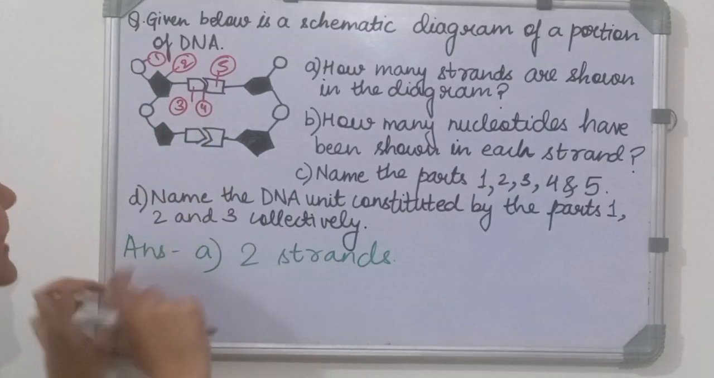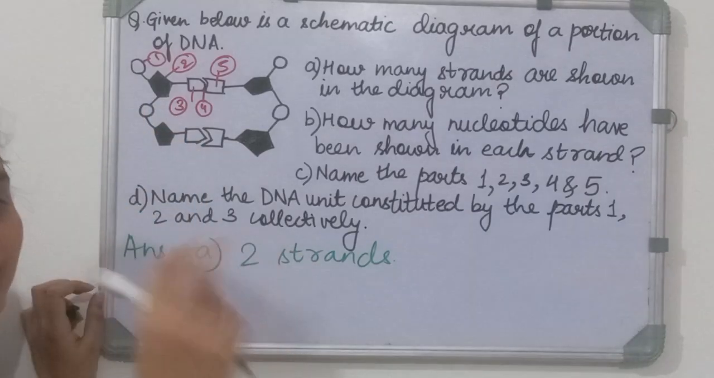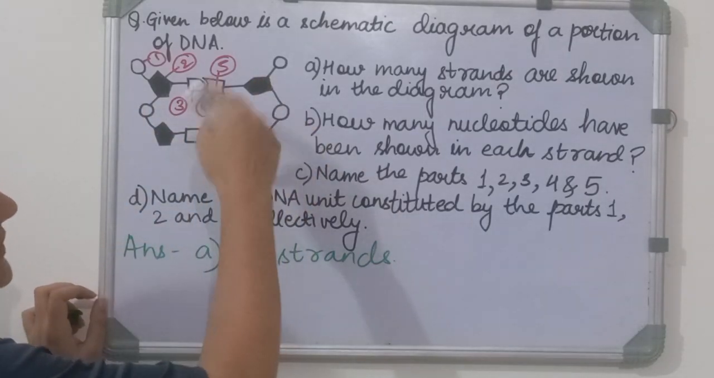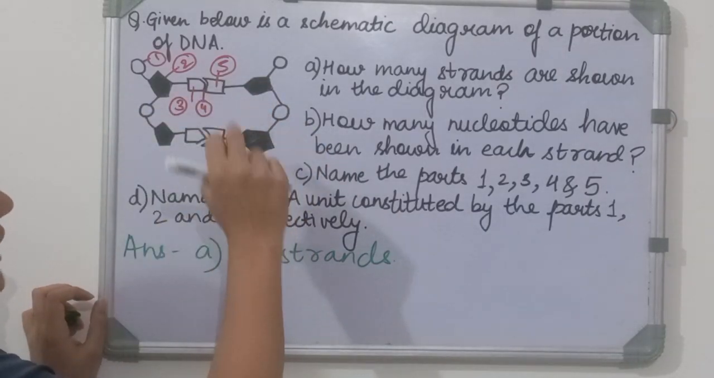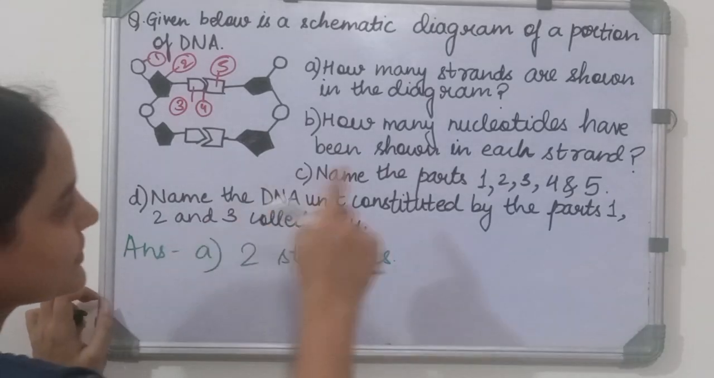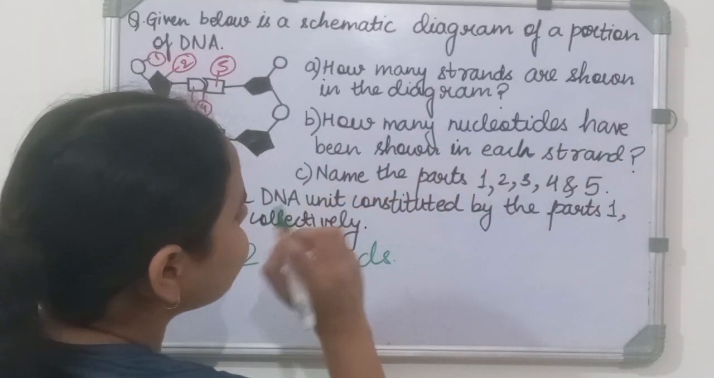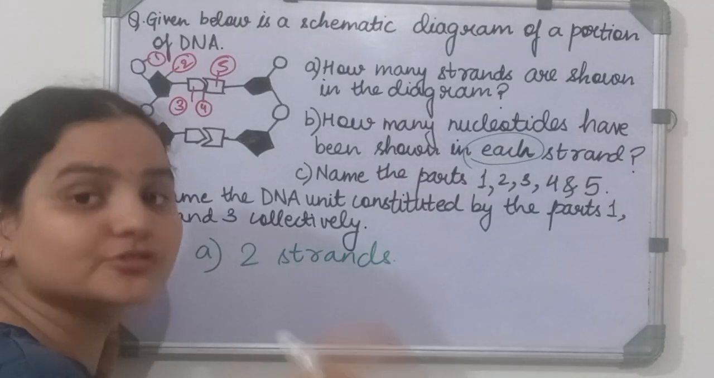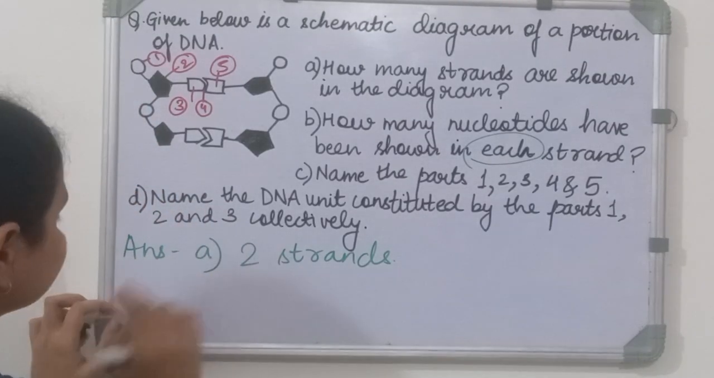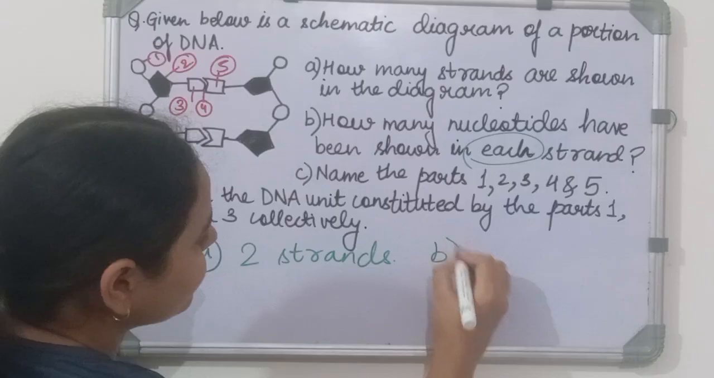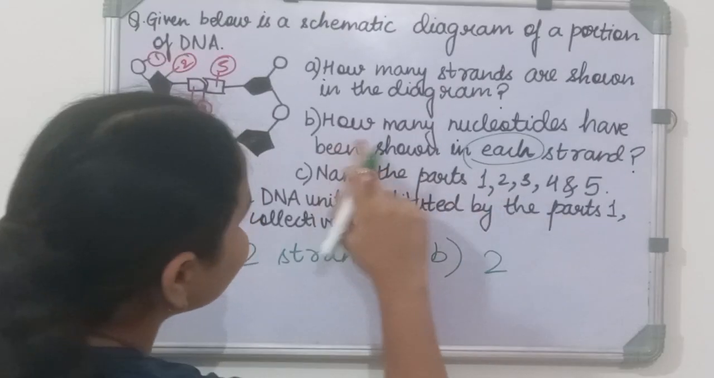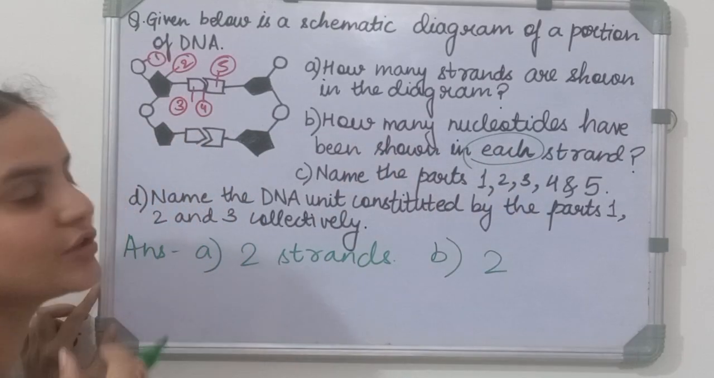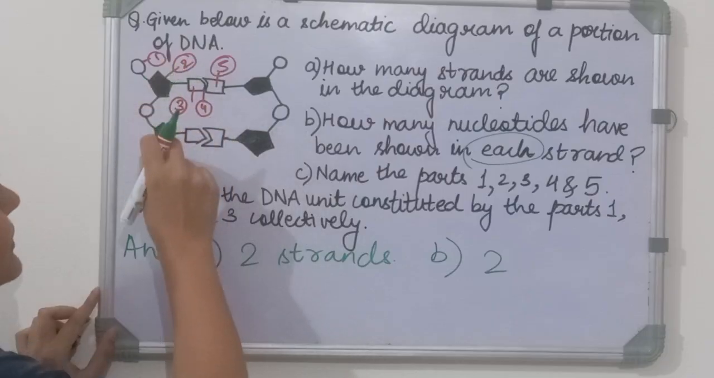So in each strand we can see 1 and 2 nucleotides, and in the second strand also we can see 1 and 2 nucleotides. So the question says how many nucleotides have been shown in each strand. So each strand has 2 nucleotides. Okay, so for B also 2. How many nucleotides means 2 nucleotides are shown in each strand.